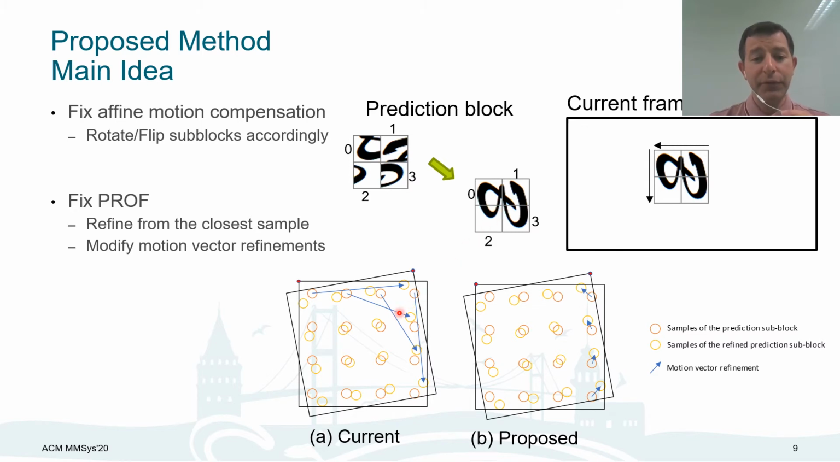For PROF, the idea is that currently there is this big motion vector refinement, this blue one. But our idea is that instead of refining this sample from this location, we can refine this sample from this location. Then this refinement motion vector will be small, and the gradient can help here to improve the prediction.